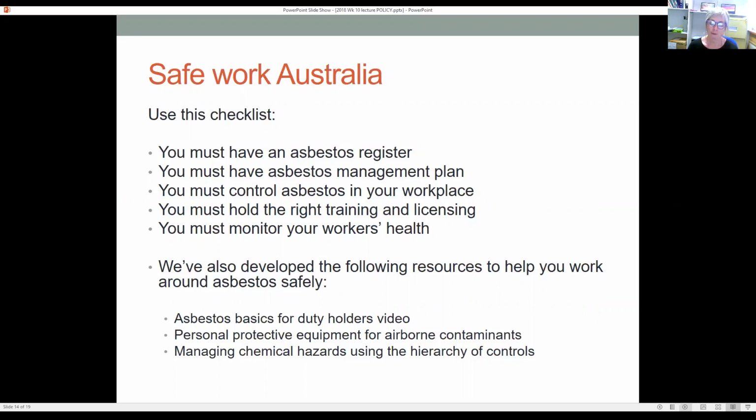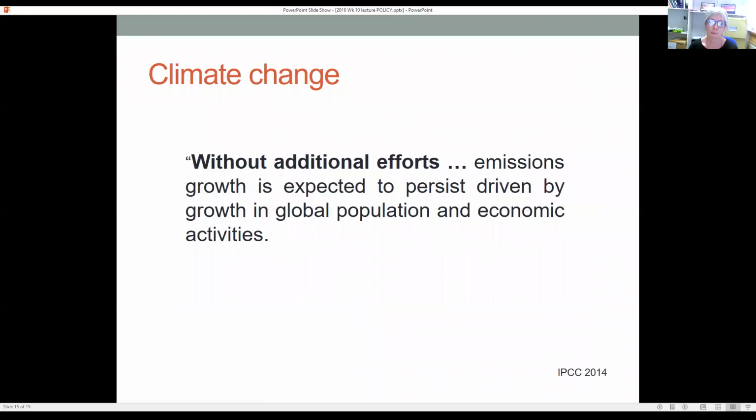So Safe Work Australia provides some guidelines. This is a code of practice for asbestos and what organisations are required to do, and there are videos and other resources. You might have a look at Safe Work Australia about asbestos to see what advice they are providing and codes of practice for all.